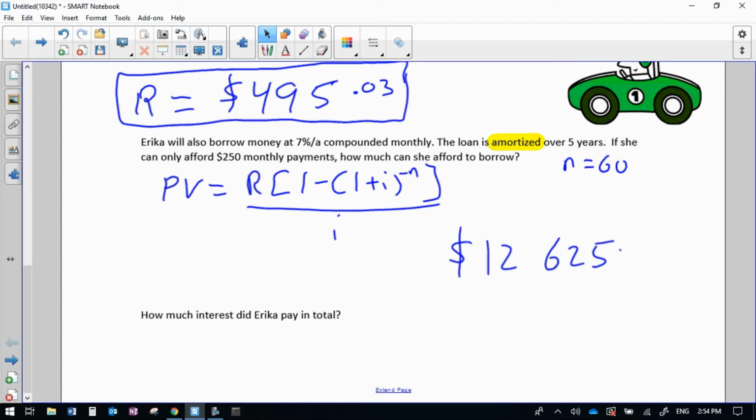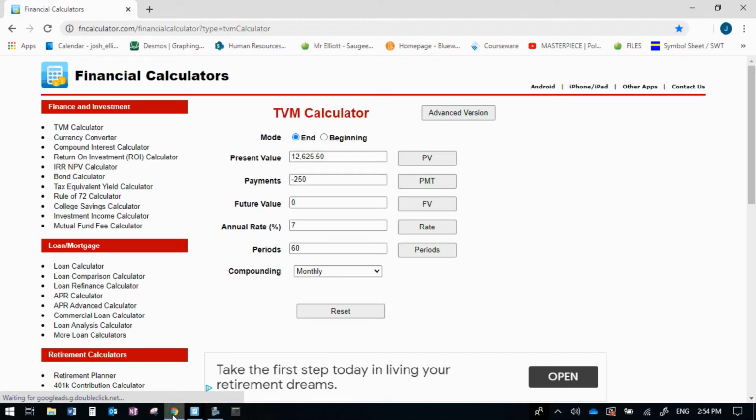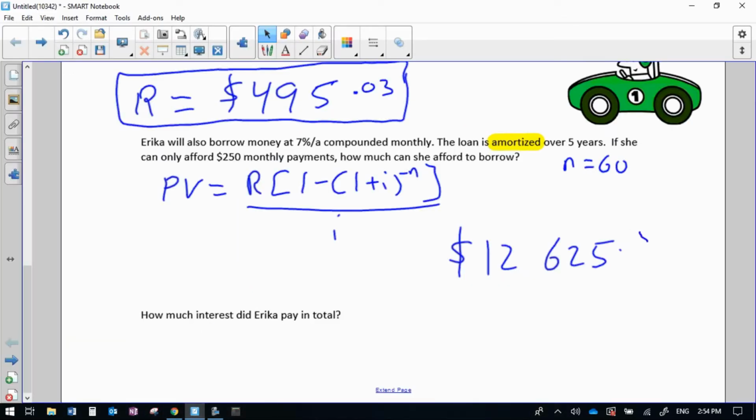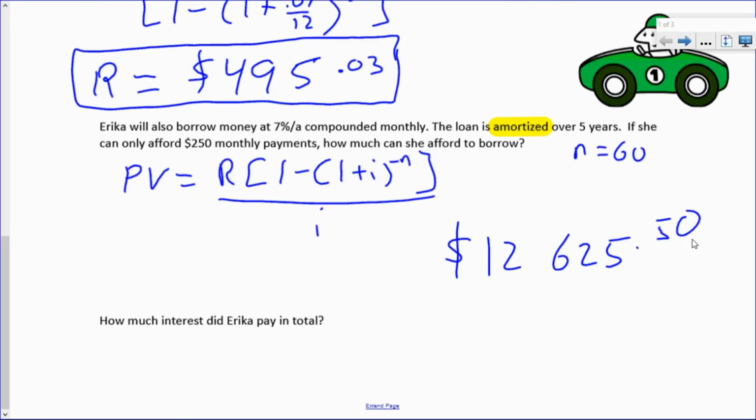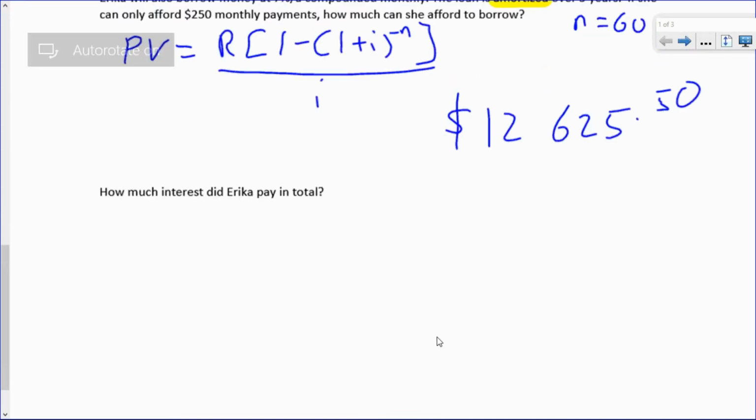$12,625, and what was that again? 50 cents. If she borrowed that amount of money, then her payments would be exactly $250. That's the price of a fairly decent used vehicle. Quite a decent used vehicle, probably.